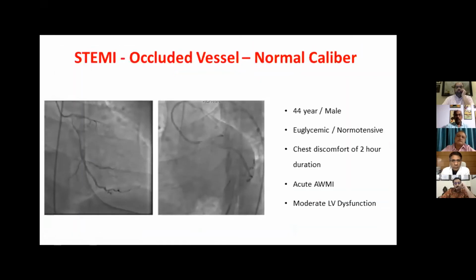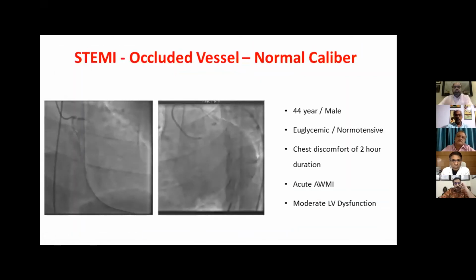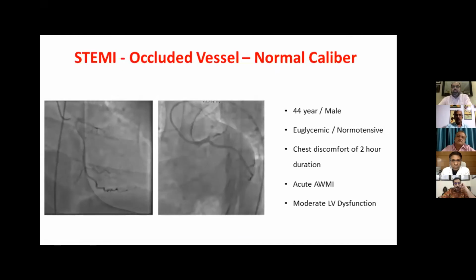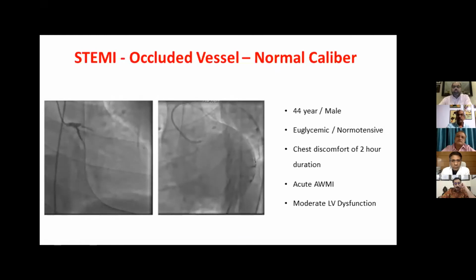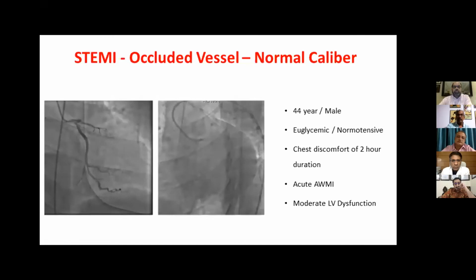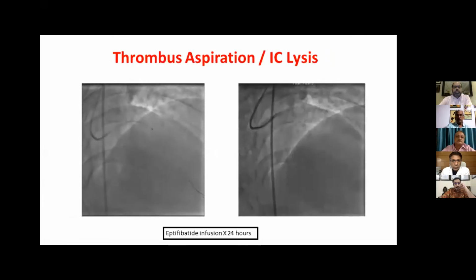Now here's an occluded vessel. Now here's the danger. We would think that we just balloon these patients and stent them, and there is where the problem starts sometimes with no reflow, and you lose myocardium here. What we do is thrombus aspirate, then we give intracoronary lysis and see what happens here.